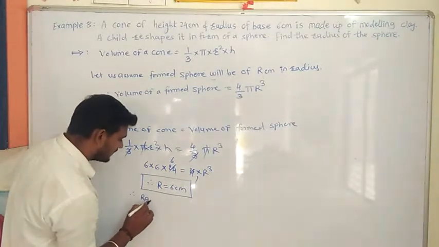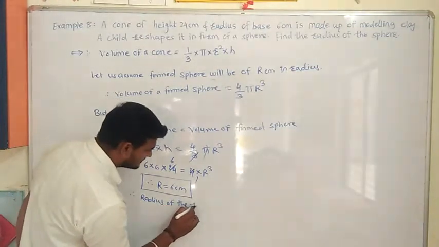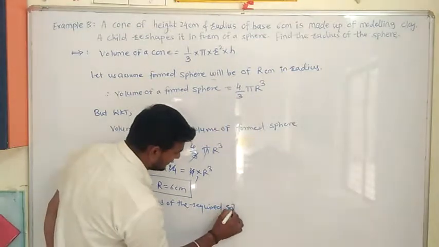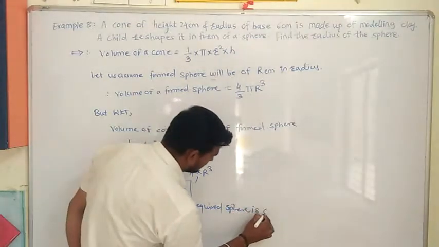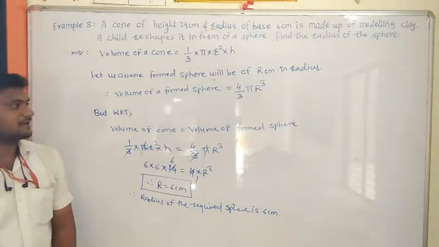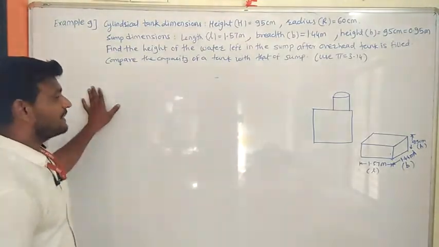Therefore, the radius of the required sphere is 6 centimeter. We got the radius of the required sphere is 6 centimeter. Okay, copy down this. Now we will see example number 9.